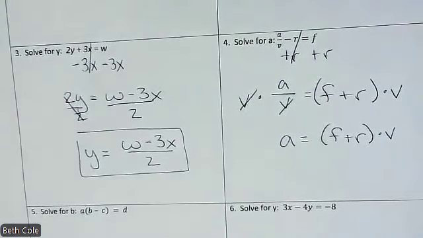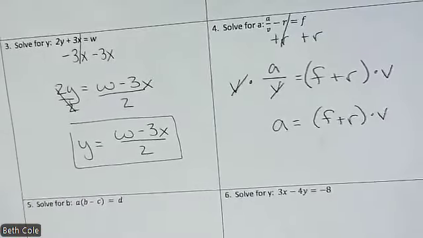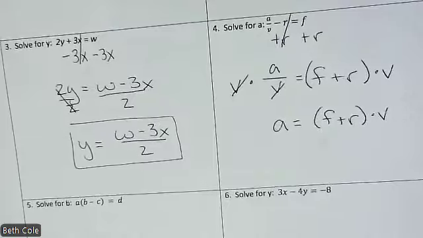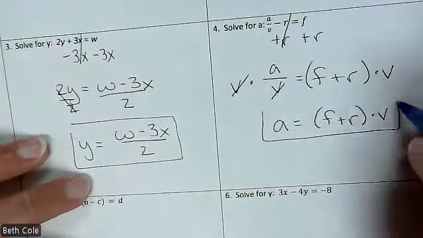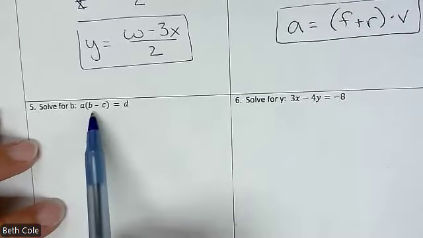Could you distribute the v if you wanted to? Yeah. But why? That's more work. Be lazy and do nothing is kind of what I'm saying to you. Because the more work you try to do and manipulate it, the more likely it is you'll have an error. So as soon as you get the variable that's supposed to be alone, then just stop. You're done.